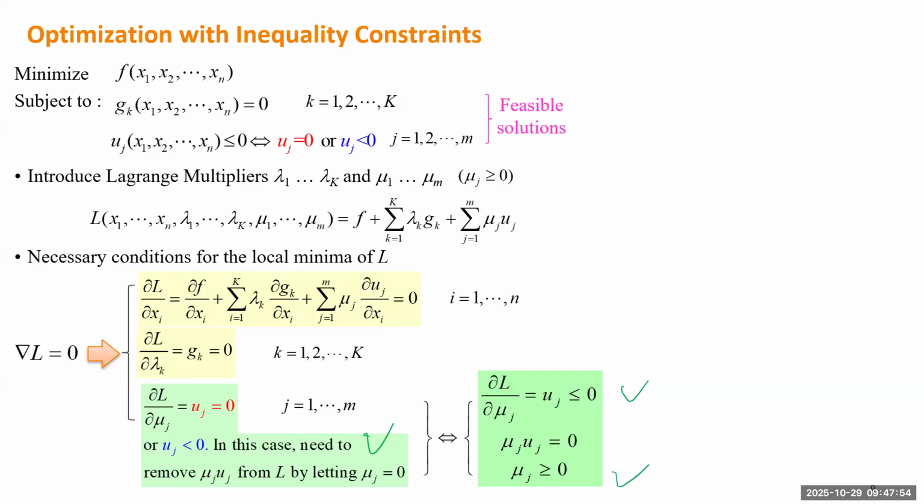And because mu is either positive or 0, if U is negative, we need to get rid of that term from L. So this one has to be true. So mu has to be 0, so that you can get rid of that term from the original L function. Okay, so you can also check that the solution of the right has to be a solution of the left. So they're completely equivalent.